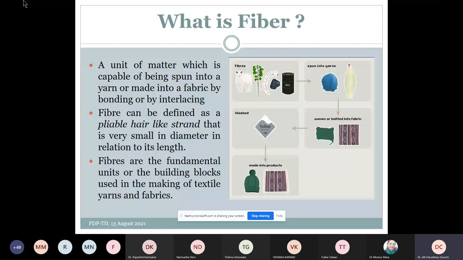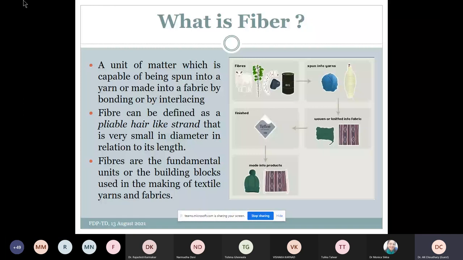So length is far, far higher than the diameter. So length and diameter ratio is another criterion for the fiber to be considered for the industry. And fibers are the fundamental units or building blocks used in the making of textile yarns, and similarly for the fabrics. So fabric depends on yarn and yarn depends on the fibers.